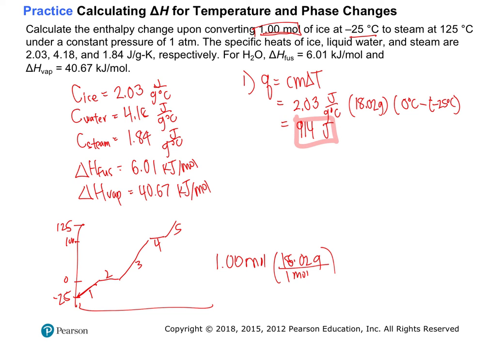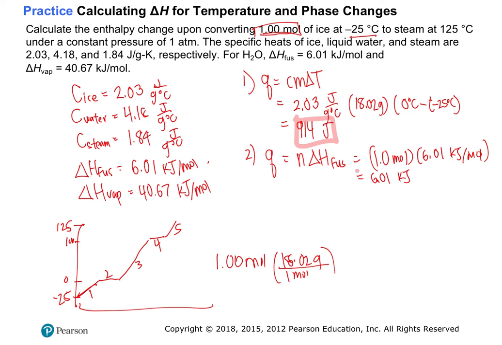Okay, now for segment 2, I'm going to have my heat. I'm doing a phase change, so it's going to be n times delta H, and I'm melting, so fusion. So I have 1 mole. Delta H fusion is 6.01 kilojoules per mole. So that gives me 6.01 kilojoules. So there's another one.